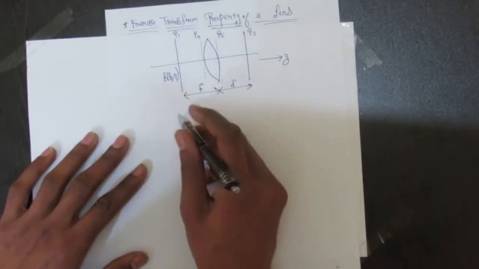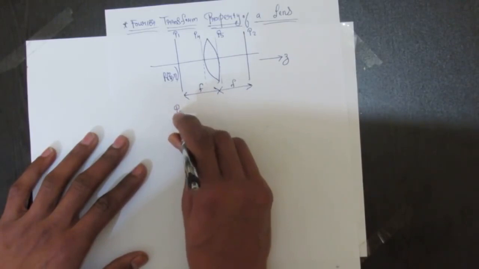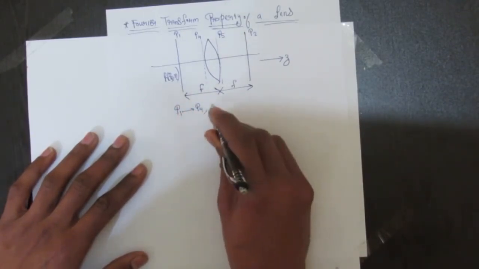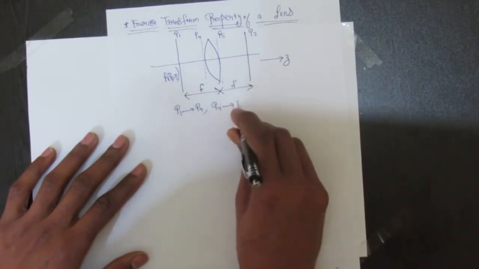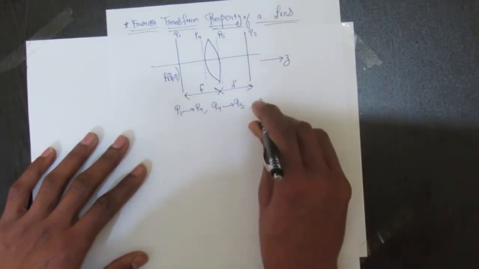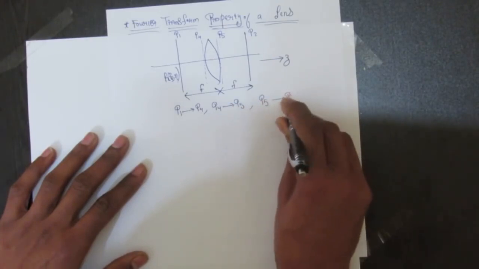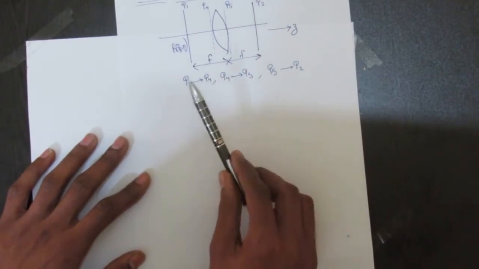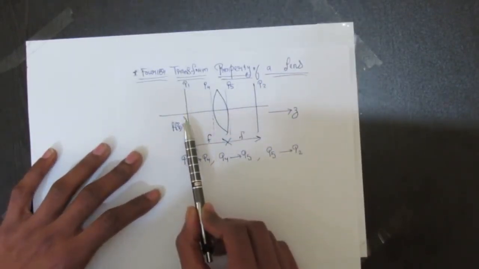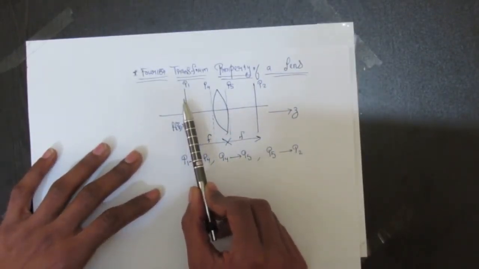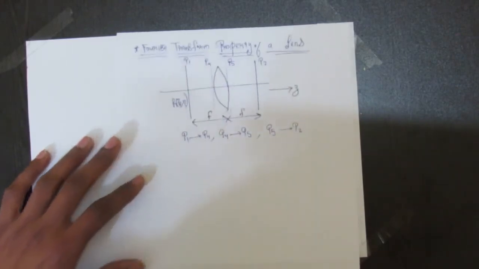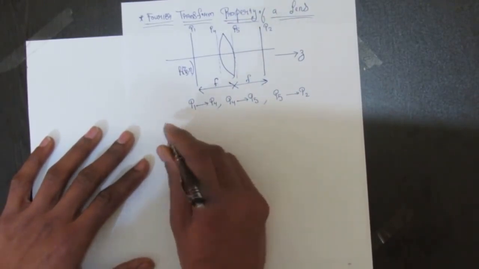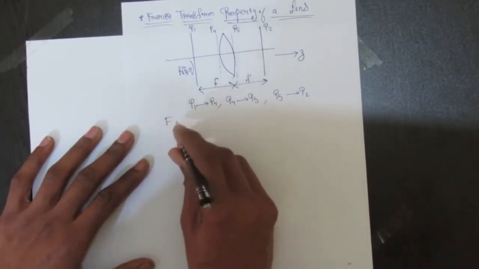So our job is to first propagate from plane P1 to plane P4, and then from P4 we will propagate to plane P5, and from P5 we will propagate to the plane P2. Now the question is, how do you propagate a field from plane P1 to P4? The answer is, the propagation is taken care of by a very standard Fresnel diffraction integral.